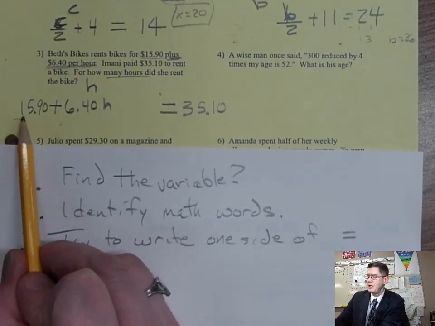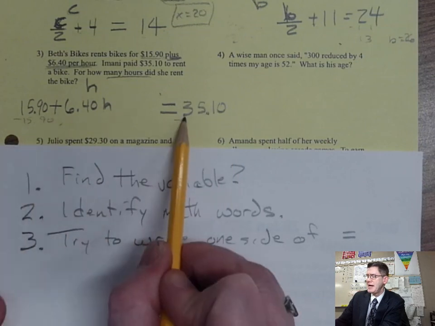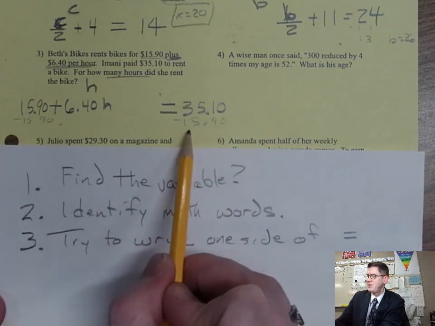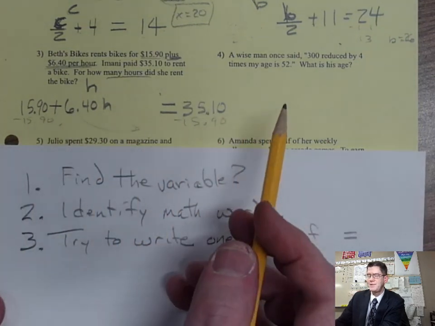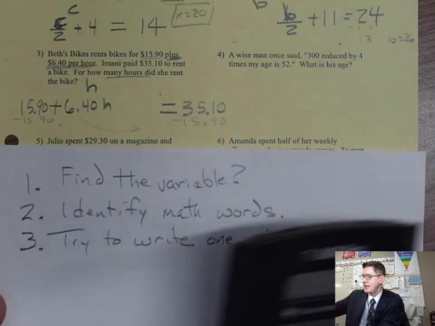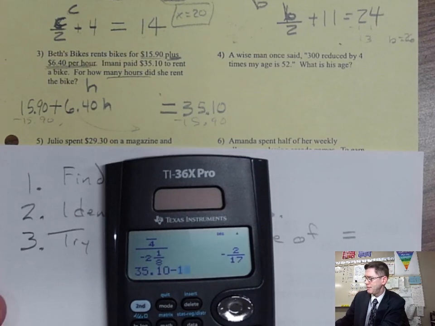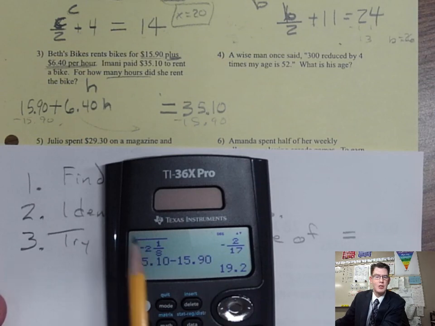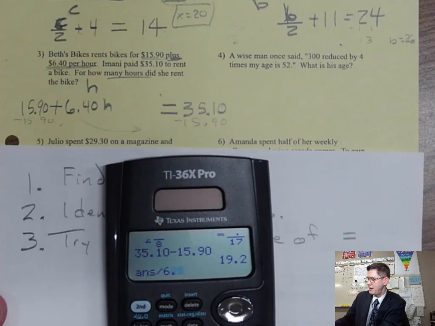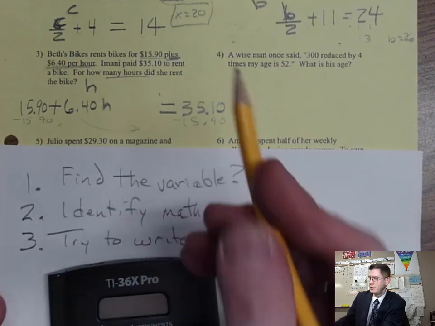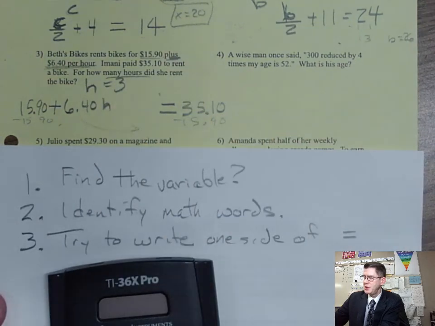And then you subtract off the $15.90. If I fly through this, you'll get a number and then divide it by 640. That'll take some time. You can skip ahead if you already understand this part. $35.10 minus $15.90 is $19.20. And then we divide off this 640 divided by 640. So how many hours? Number of hours is 3 on that one.